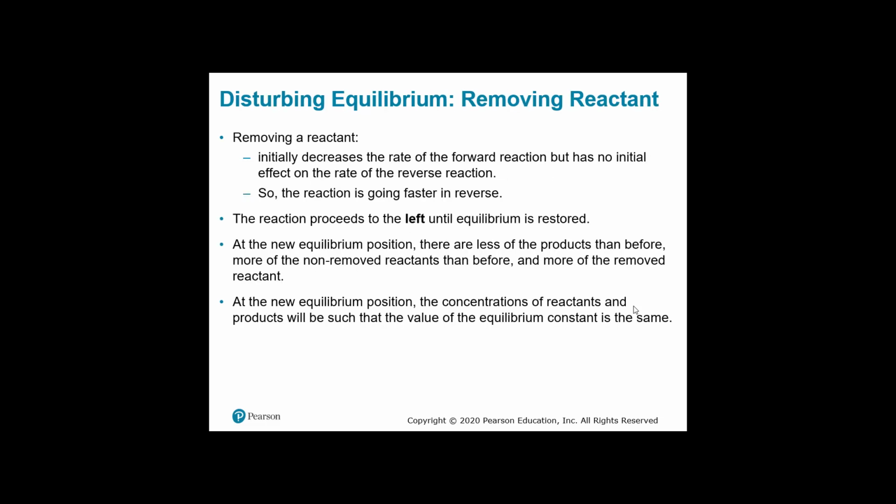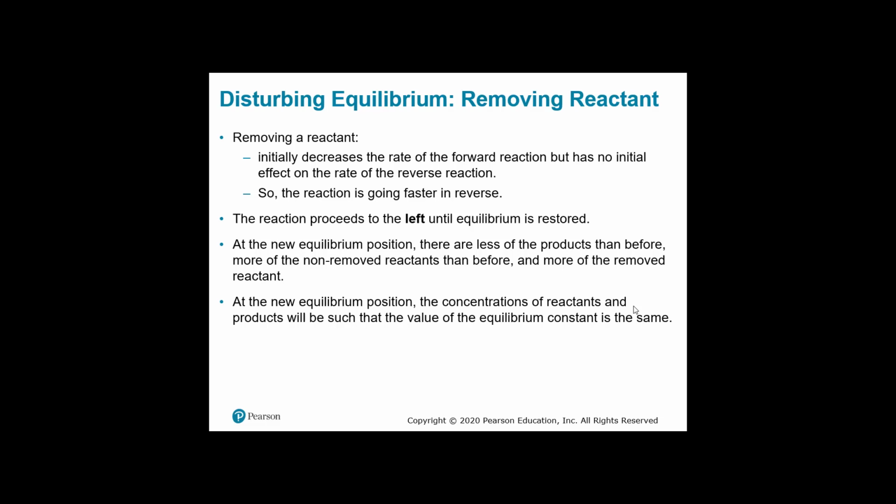Now, removing a reactant. Initially, we decrease the rate of the forward reaction, but it has no effect on the rate of the reverse reaction. So the reaction is going faster in reverse. The reaction proceeds to the left until the equilibrium is restored. In this case, say we have two reactants, and I'm going to cover this with examples. You pull one of the reactants out, and the equilibrium constant is not going to change. So it's going to adjust itself by pushing the products back into reactants, which covers the reactant that was taken out.